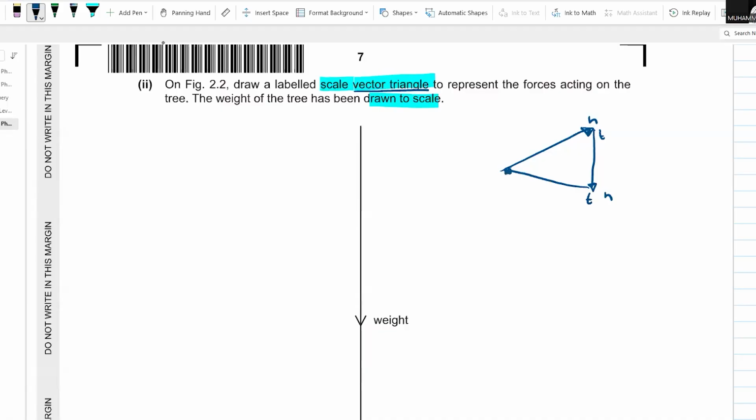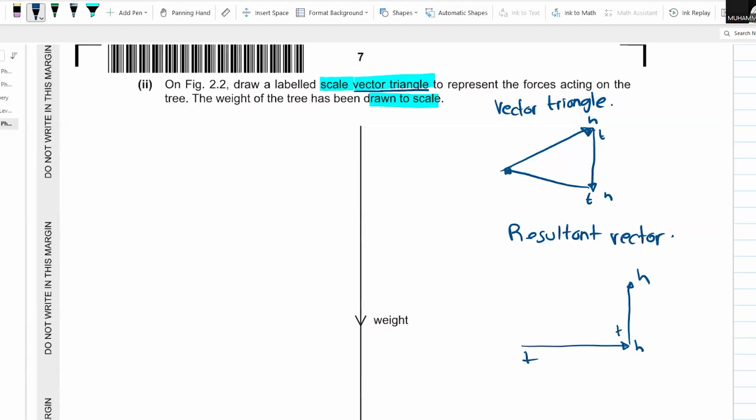Are you realizing, head to tail, head to tail, head to tail is connected throughout in a vector triangle. Please, for the love of God, do not mix it with the resultant vector triangle. What kind of triangle was the resultant vector triangle? Yes, one like this: head, tail, and then you had head, tail.